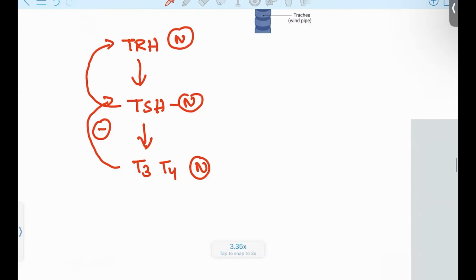This is how the negative feedback mechanism is commonly seen in thyroid synthesis. But in the presentations, you have to interpret how the laboratory values change.